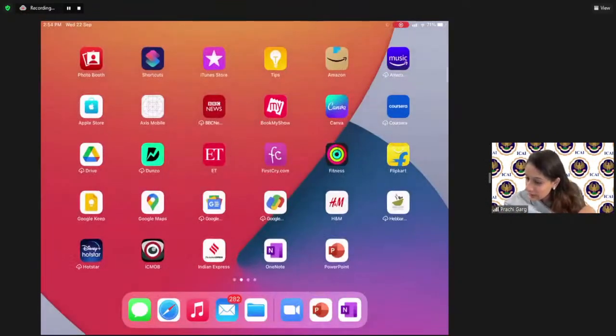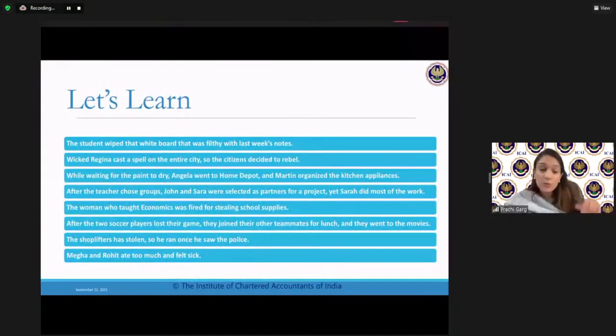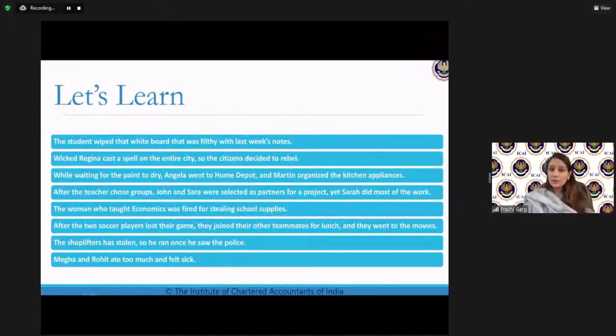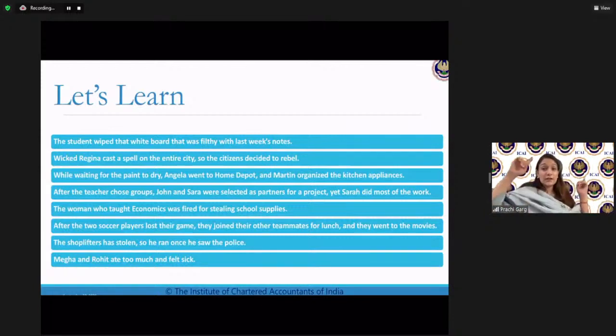Okay, let's have a quick exercise and then I will move on to the next topic. Look at these sentences and quickly tell me which is a simple sentence, which is a compound sentence, which is a complex sentence, and which is a compound complex sentence. Quick.